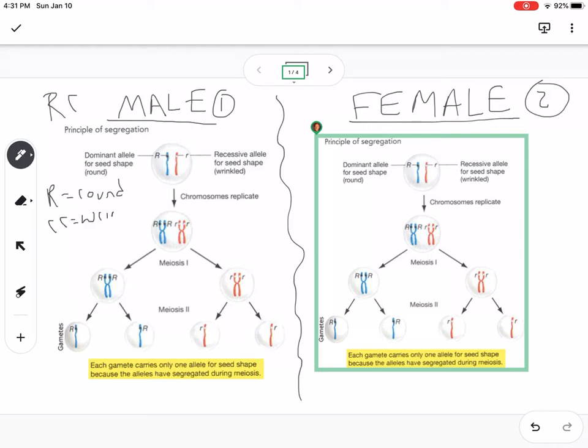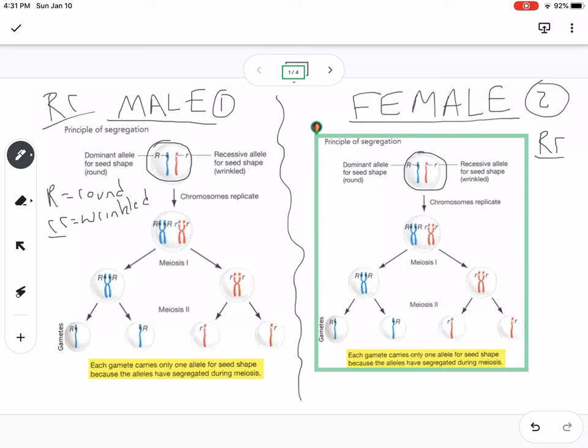Remember that you need two recessives to make that trait. So this male we see is big R, little r. This female happens to be big R, little r too. Same with big R means round. So the male is a round-seeded plant, and the female is also a round-seeded plant. They're both big R, little r.